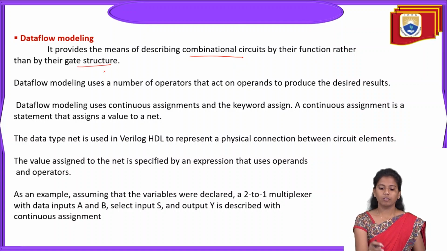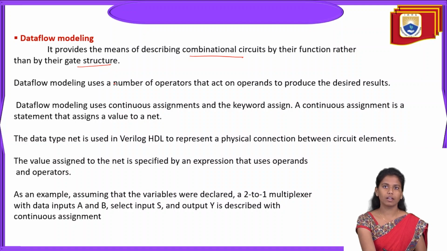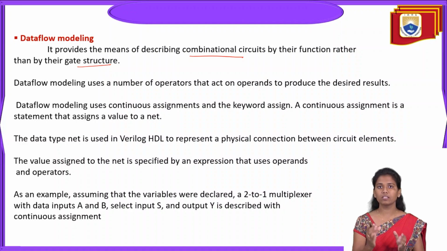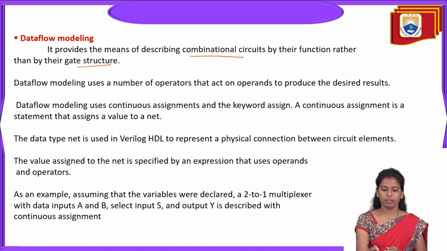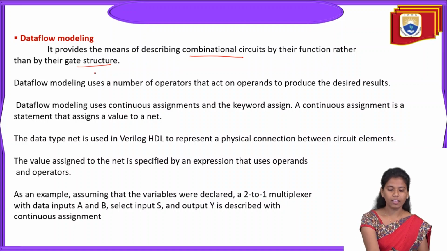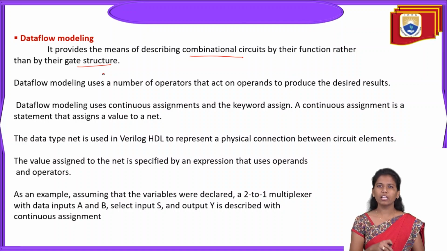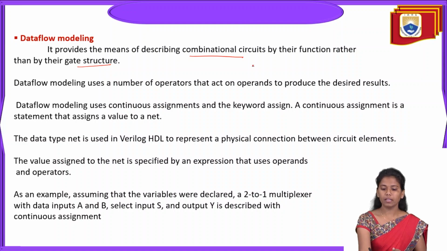So from the very first point, we are saying that data flow modeling describes combinational circuits. We discuss the structure, and that structure is formed with respect to the gates, right? So it provides the means of describing the combinational circuit by their functions rather than by their gate structures. So keenly we are discussing the functioning of a particular block, that block which is constructed with the help of the gates. We are purely describing that particular block.